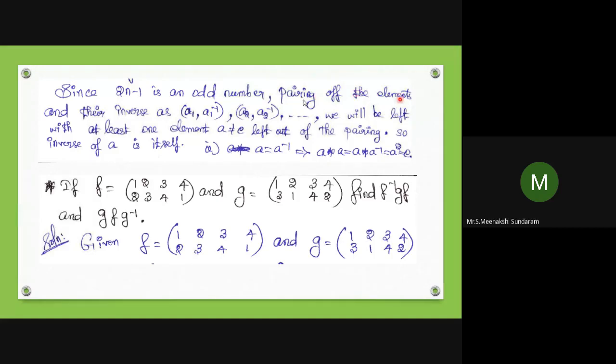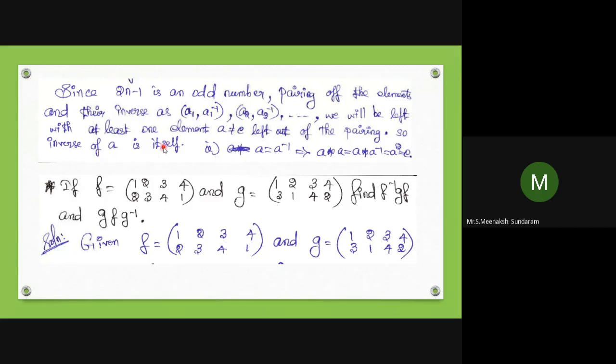Take pairs of the elements and their inverses: a1 with its inverse, a2 with its inverse, and so on. We will be left with at least one element a, other than e, left out of the pairing. Because it is an odd number, if you match 9 elements, 1 maps to 9, 2 to 8, 3 to 7, and so on, the middle one has no partner. We cannot pair them all, so one element is left out. So this a, not equal to e, is left out of the pairing, so the inverse of a should be itself.